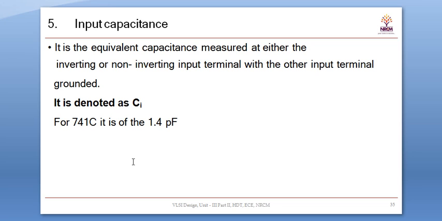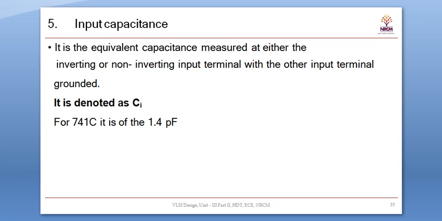Generally, an LCR meter is used in order to measure the capacitance. You press the button of C so that it calculates the value of capacitance. One terminal of the LCR meter should be connected to either the inverting or the non-inverting input terminal, and the other terminal of the LCR meter is grounded. Whatever capacitance is measured by the LCR meter is called the input capacitance. Generally it is 1.4 picofarad.